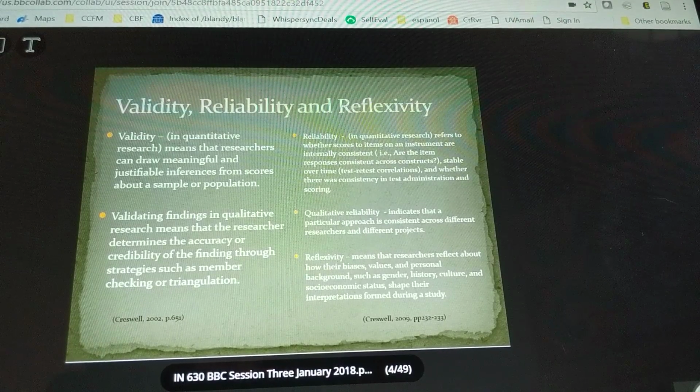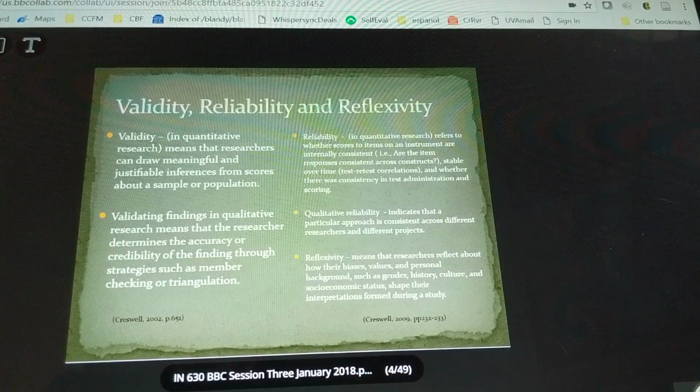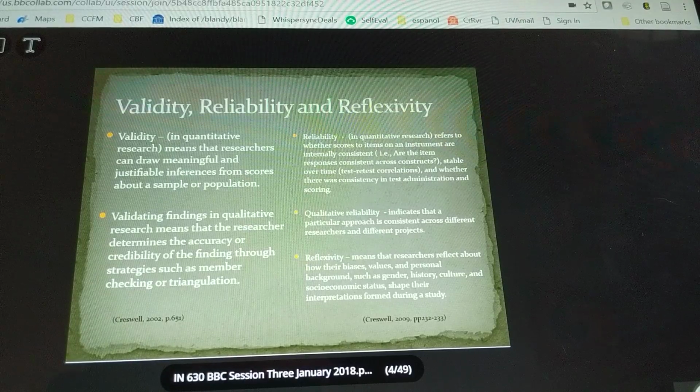All right. Everybody understand validity and reliability? Okay, good.